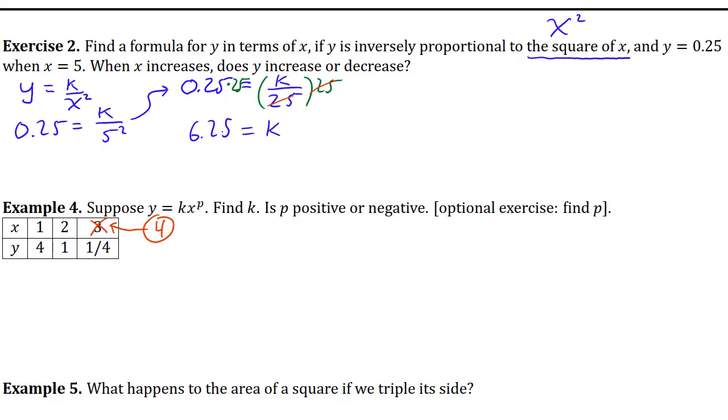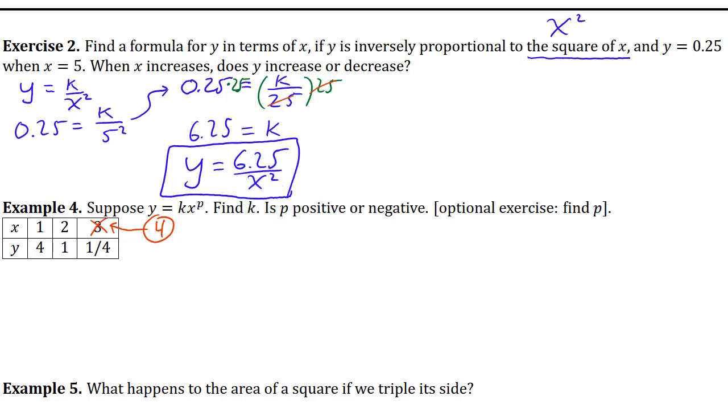That means you can plug that in for k now. The formula is just going to be y equals 6.25 over x squared. And now, if x increases, does y increase or decrease? Well, you could always make a table or just plug in some numbers in your calculator, but you could also just analyze it, which is probably a good exercise.